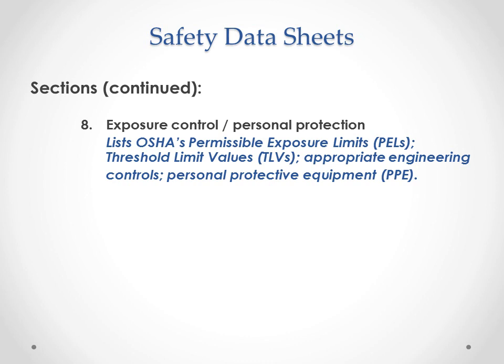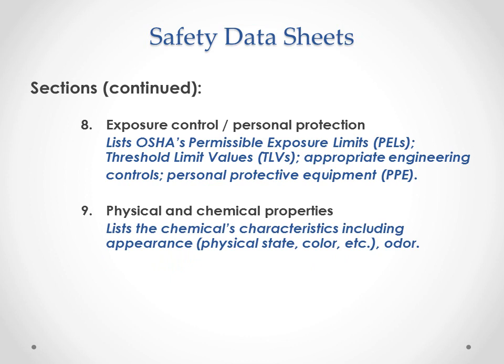It'll talk about in this section, more importantly, what are the appropriate engineering controls? In other words, do you have to use a product or a chemical in a well-ventilated area? This is also the section you'll find the requirements for personal protective equipment or PPE, such as gloves, goggles, aprons, anything you have to wear to protect yourself that's required of a chemical.